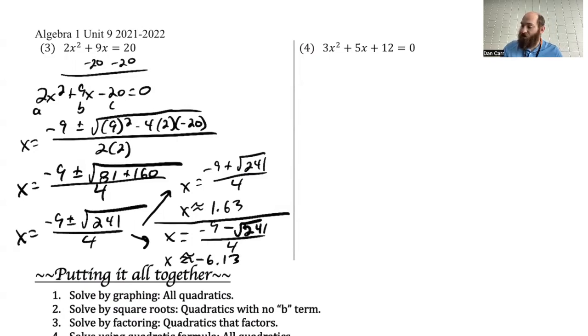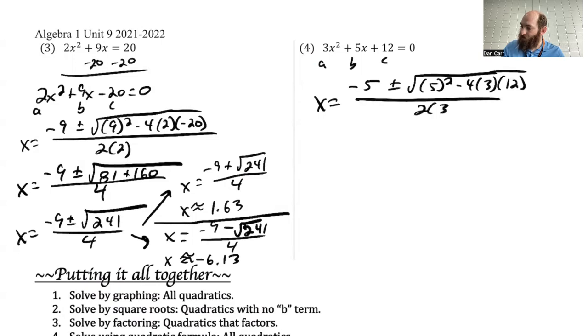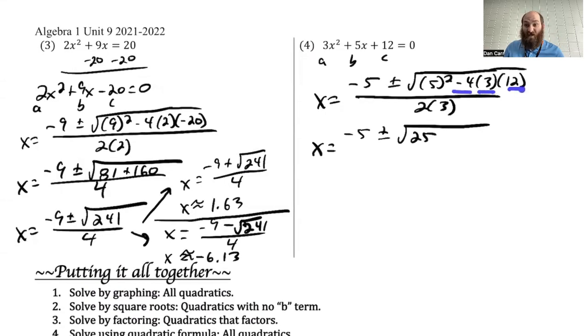All right. Number 4 is already set up equal to 0. So A, B, and C are right there for us. x is going to equal the opposite of B, so the opposite of 5, plus or minus the square root of B squared minus 4 times A times C, all over 2 times A. So -5 plus or minus the square root of 5 squared, which is 25, then -4 times 3 times 12. That's negative overall, and 4 times 3 times 12 gives me 144.